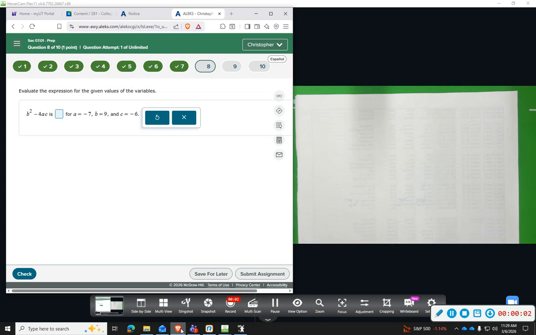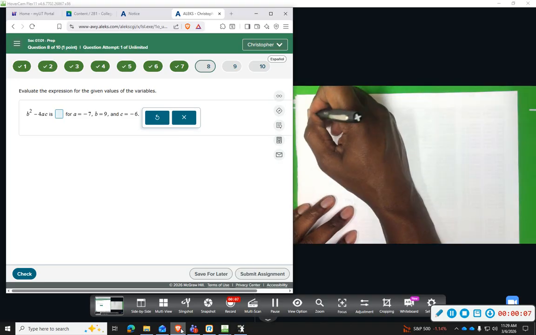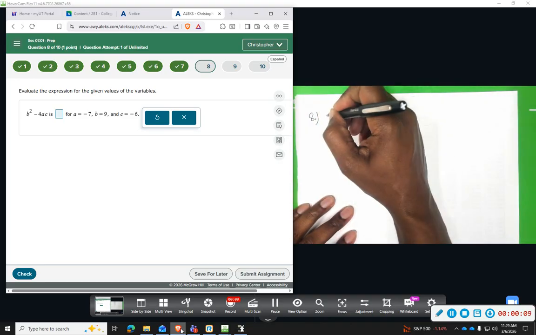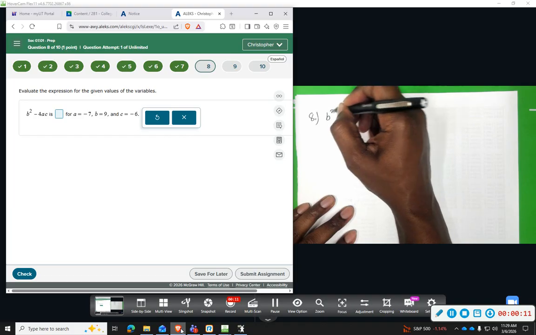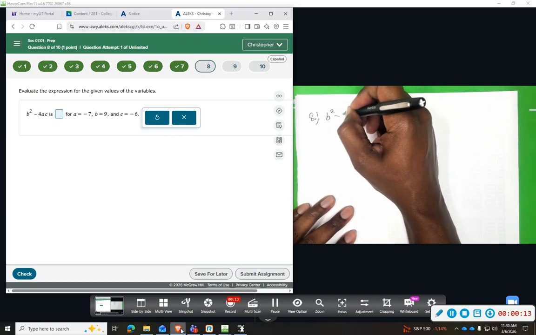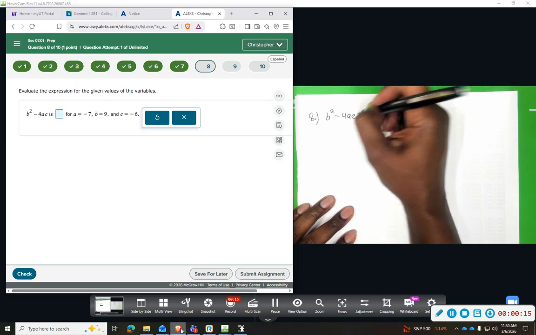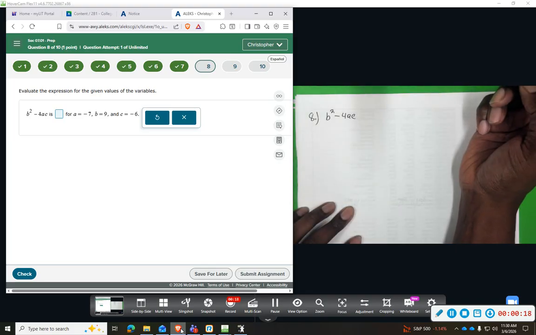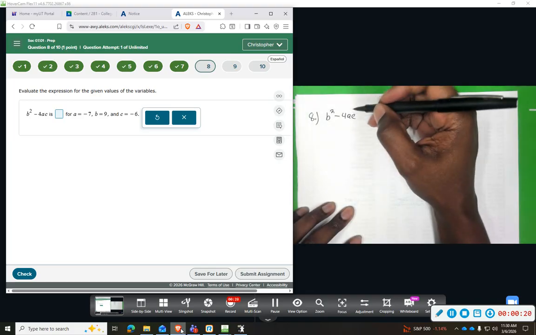Number 8, we want to evaluate b squared minus 4ac. So this is the part that's under the square root when we do the quadratic formula. It's also called the discriminant. It kind of lets us know how many solutions we'll have.